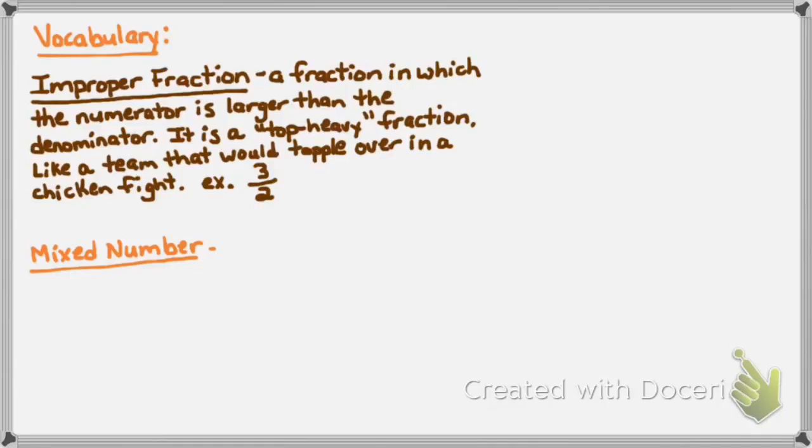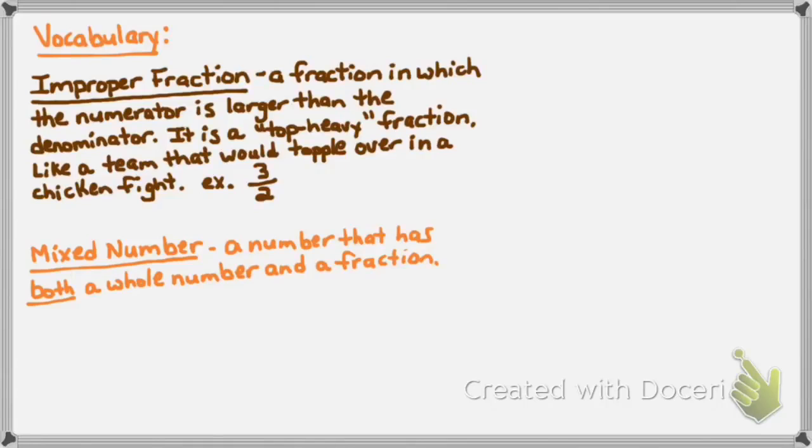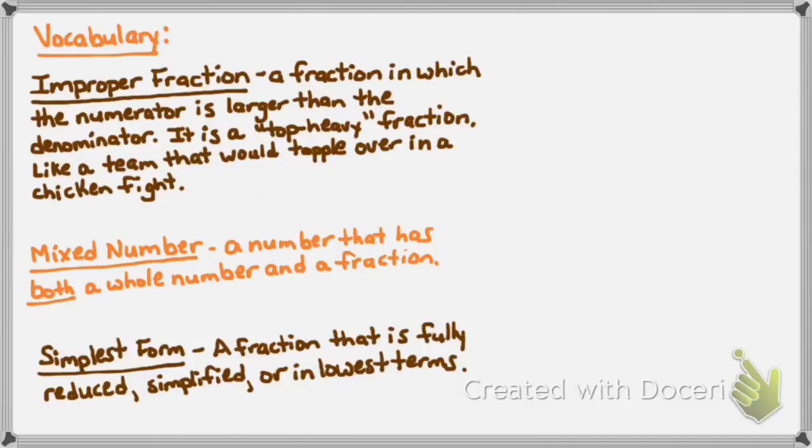Our next vocabulary word or phrase is mixed number. A mixed number is a number that has both a whole number and a fraction. And our final vocabulary phrase is simplest form. And simplest form we know from Packet B. It's a fraction that's fully reduced, simplified, or in lowest terms. So if you forget about simplest form, you can always look back at the videos from Packet B.